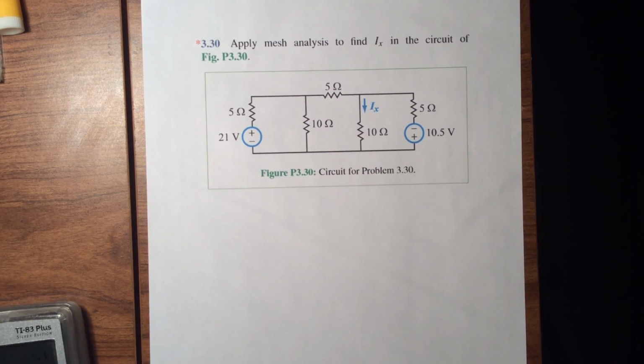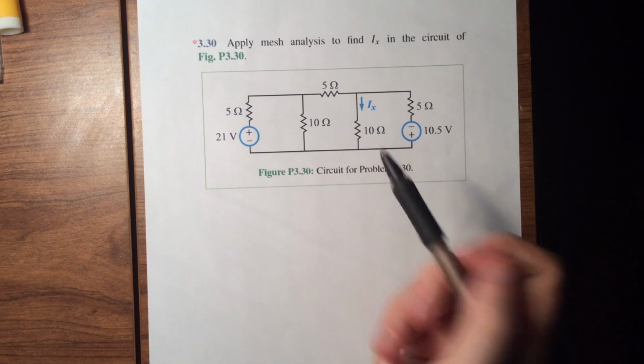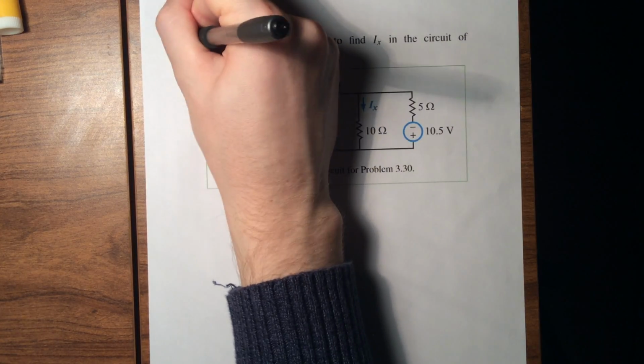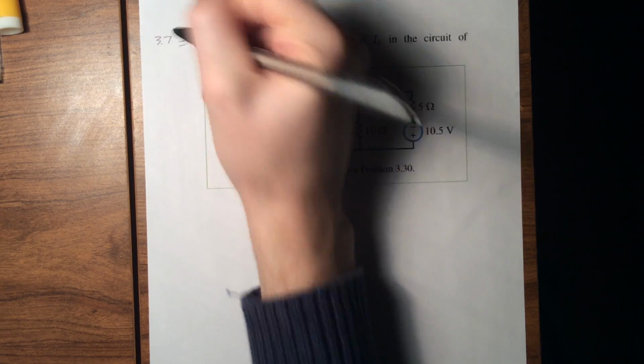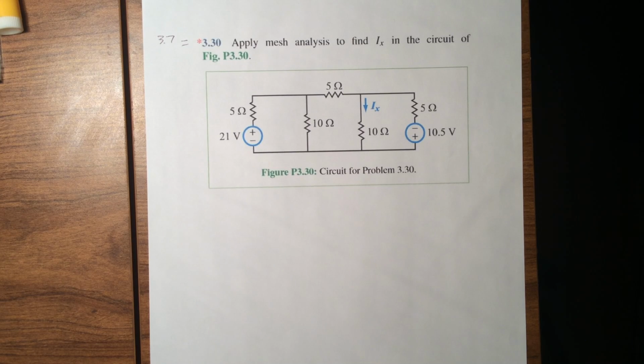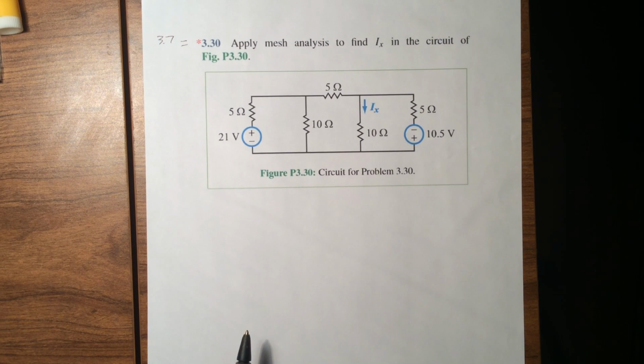Alright, so this one we have 3.30. And I just want to point out, if you're looking at this problem and it looks familiar, that's because it's the exact same as 3.7. So if you're getting stumped on this, you should use 3.7 to guide you through, because that was a different way of doing it. That's the nodal analysis. This is the mesh. And actually, I think for this problem, I like the mesh a little more. But let's see what we got here.